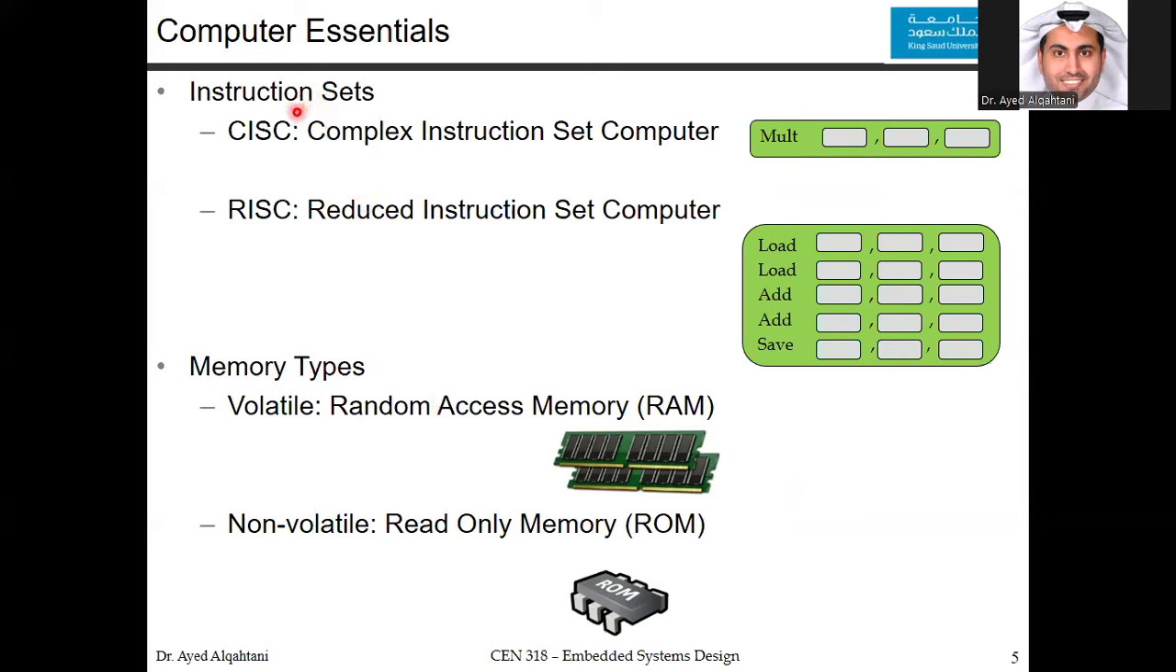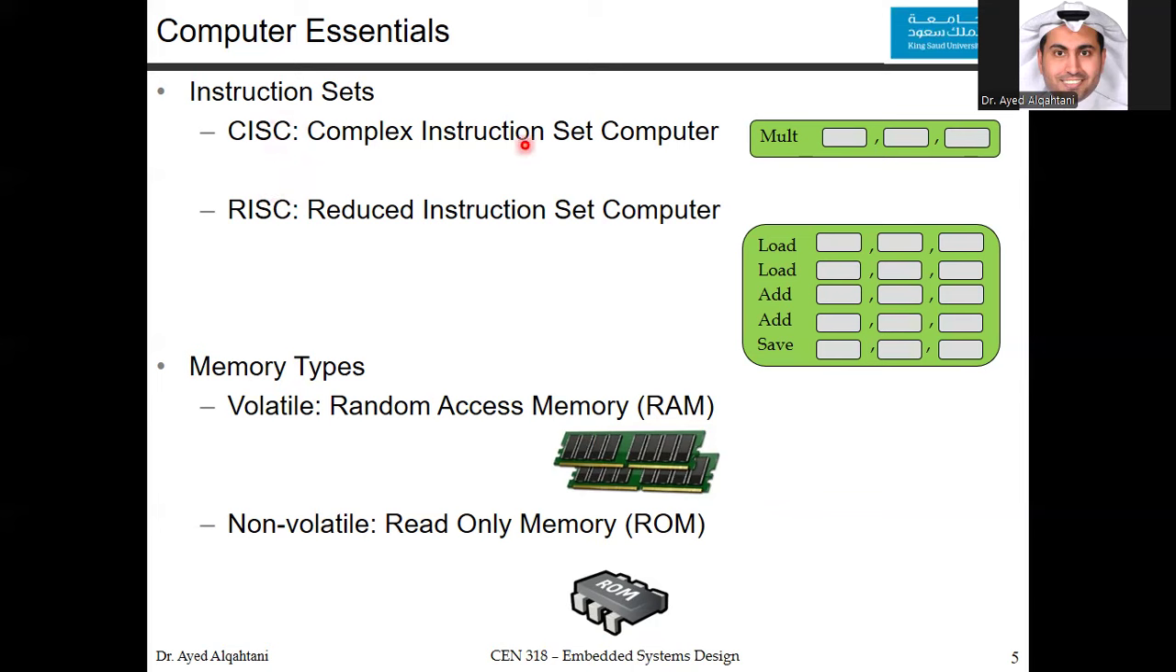We also have instruction sets. We have two types. We know that the instructions are the language of the computer. You give the computer instructions, and one by one, the computer or the CPU starts executing them. So we have two types, the CISC and the RISC.